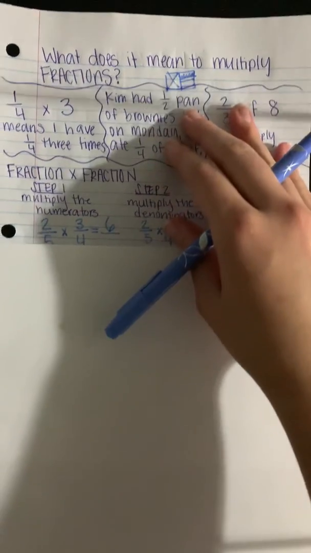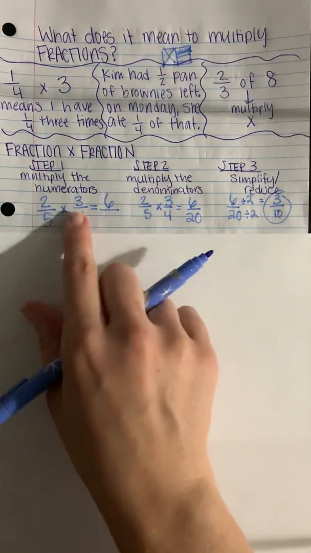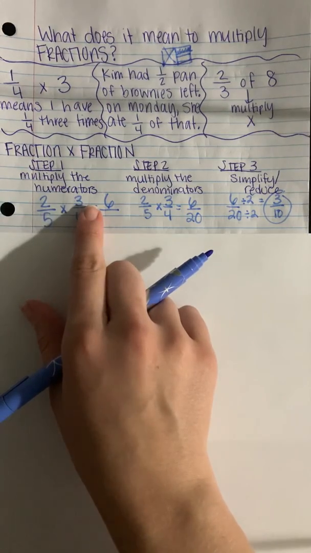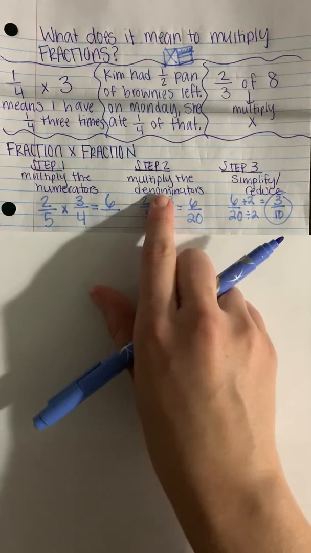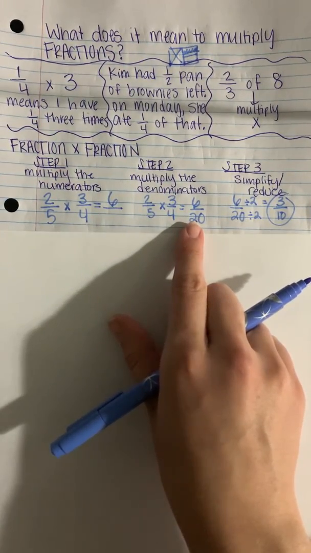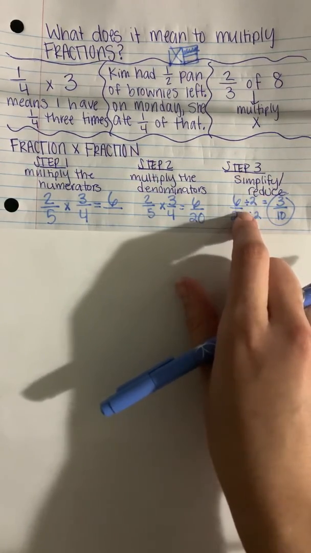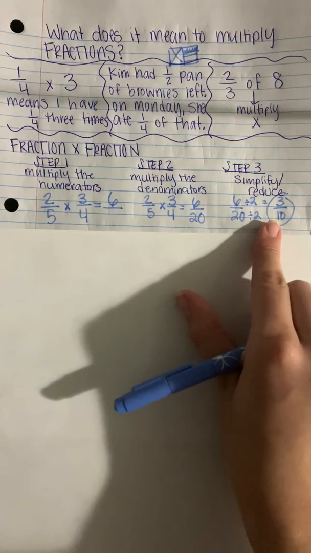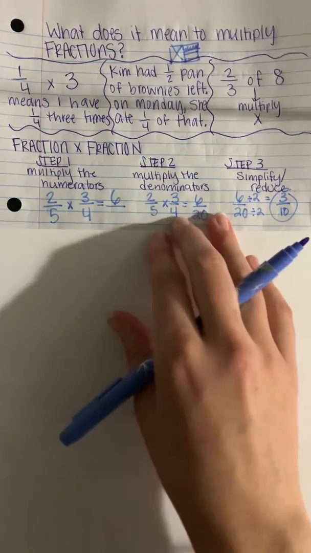You might have a fraction times a fraction. And when that happens, here are your steps. Step 1 is you multiply the numerators. 2 times 3 is 6. Step 2 is you multiply the denominators. 5 times 4 is 20. And step 3 is you simplify or reduce so that you get 3/10. Step 1, step 2, step 3.